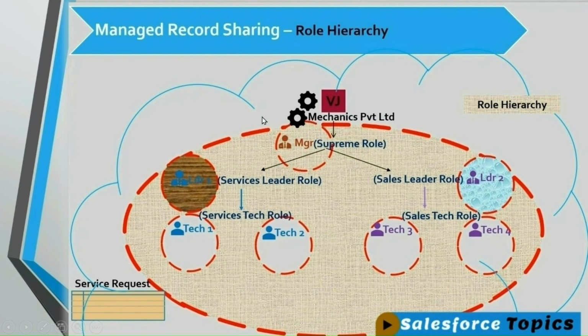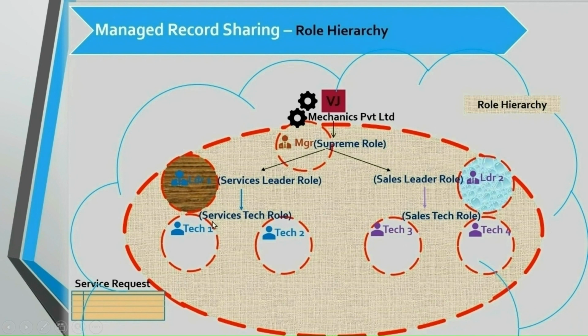In our example, we have taken OWD as private, but we can take OWD as public read write or public read only. When we apply public read write and public read only, we have seen the effect of how the record will be shared to the entire public. But using the role hierarchy effect, the users who stand above other users will get the same access as their subordinates.